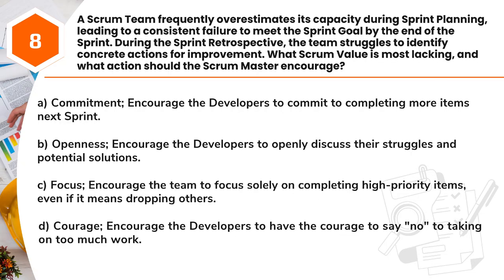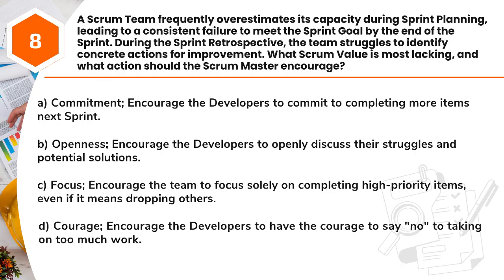Question 8. A Scrum team frequently overestimates its capacity during sprint planning, leading to a consistent failure to meet the sprint goal by the end of the sprint. During the sprint retrospective, the team struggles to identify concrete actions for improvement. What Scrum value is most lacking, and what action should the Scrum Master encourage?